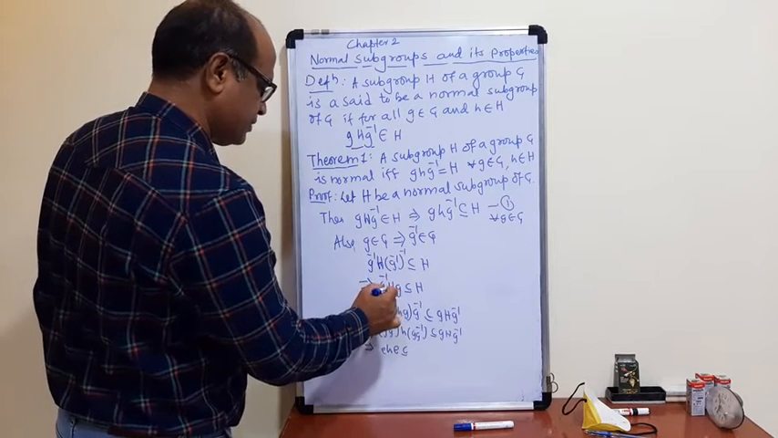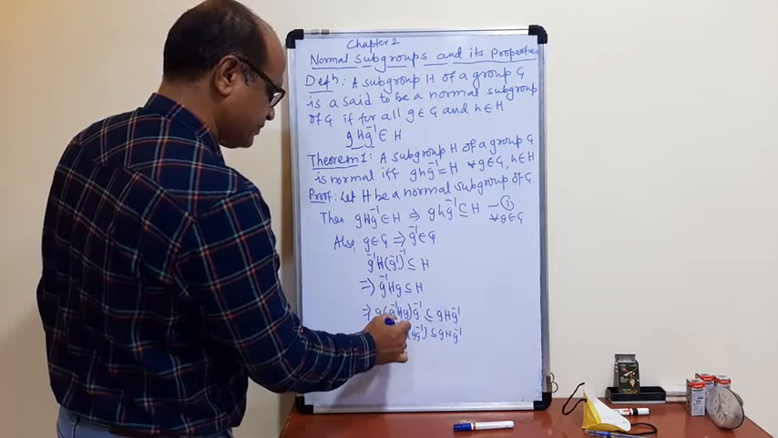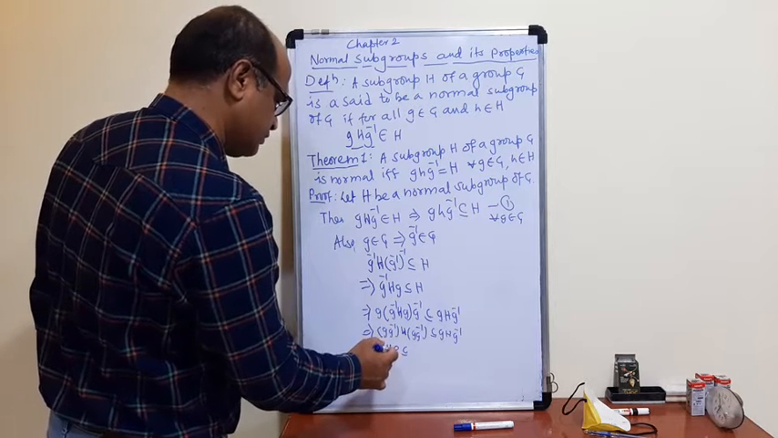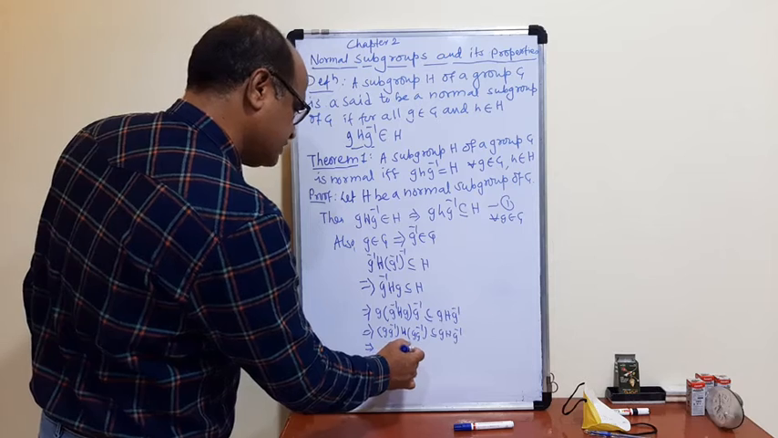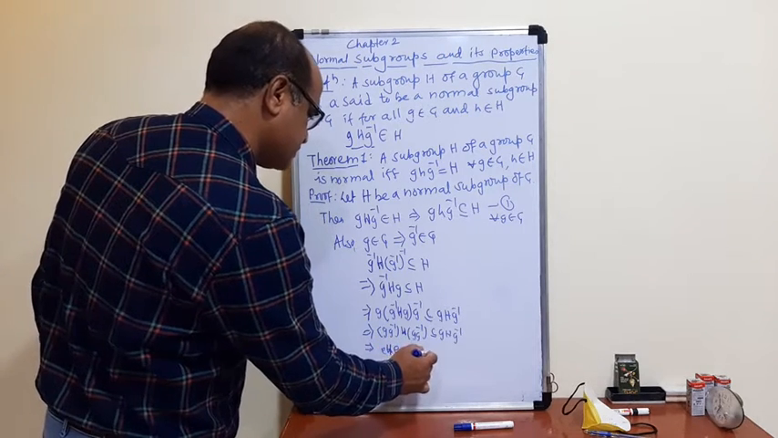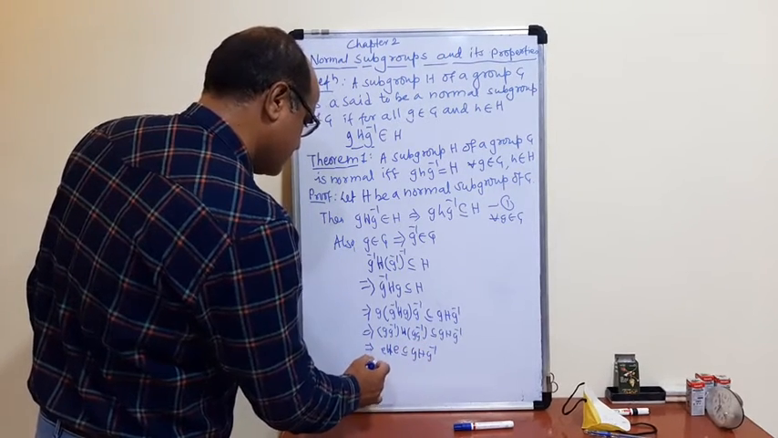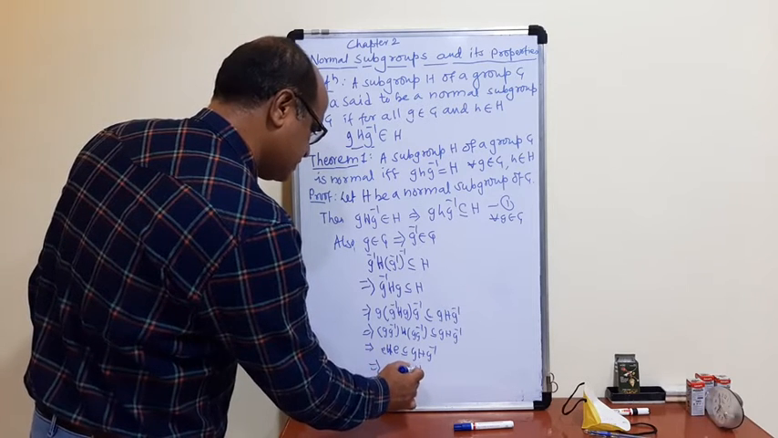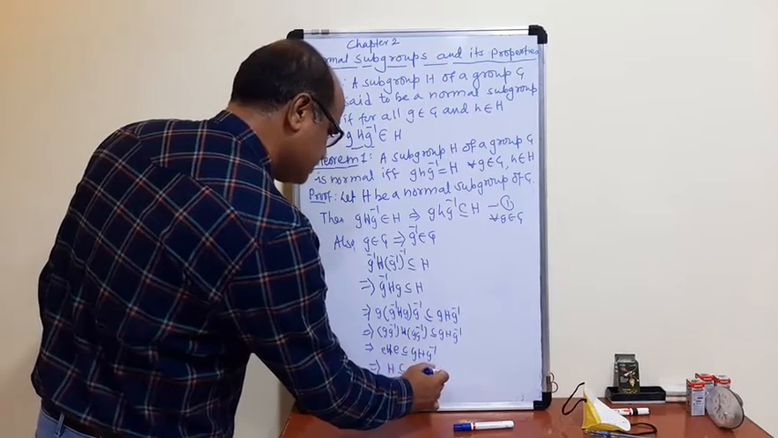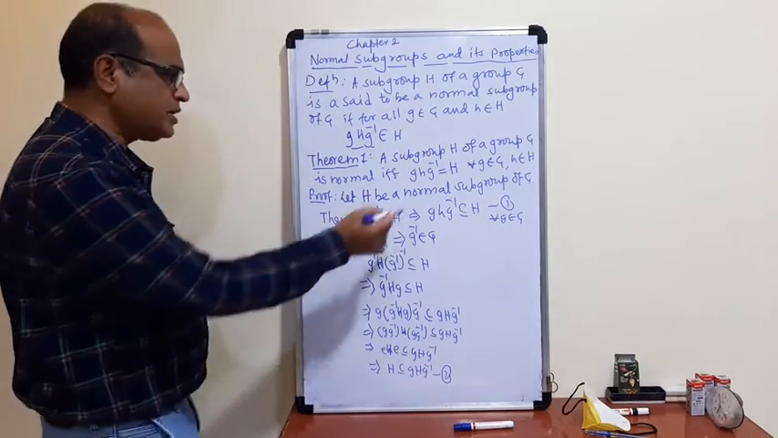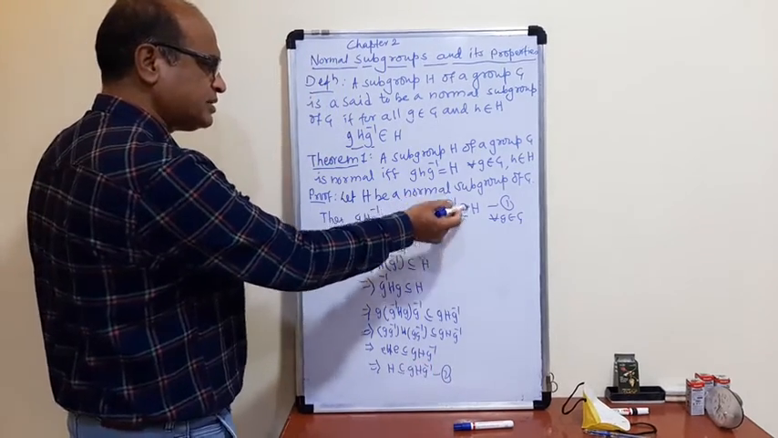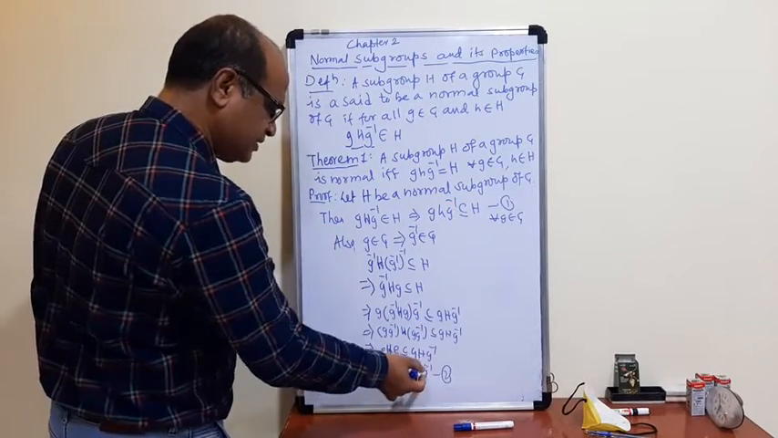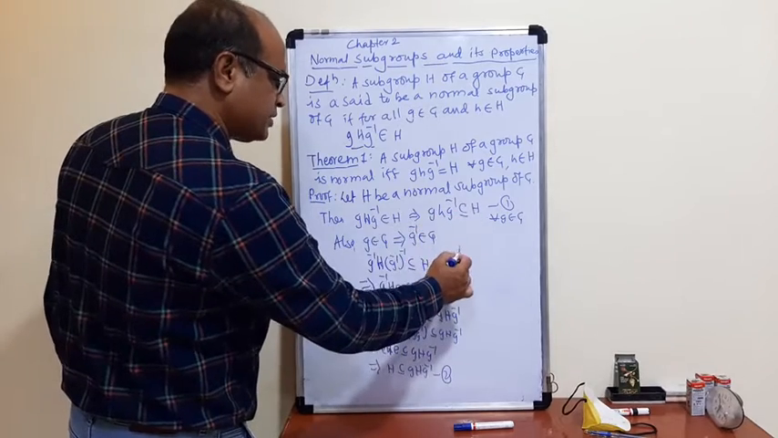So correct here, H. Okay, GH. So that is what happened? E. So that is gHg inverse. So that is what happened? H is a subset of gHg inverse. So this is 2. So from 1 and 2, gHg inverse is a subset of H, and then H is a subset of gHg inverse. So from 1 and 2.